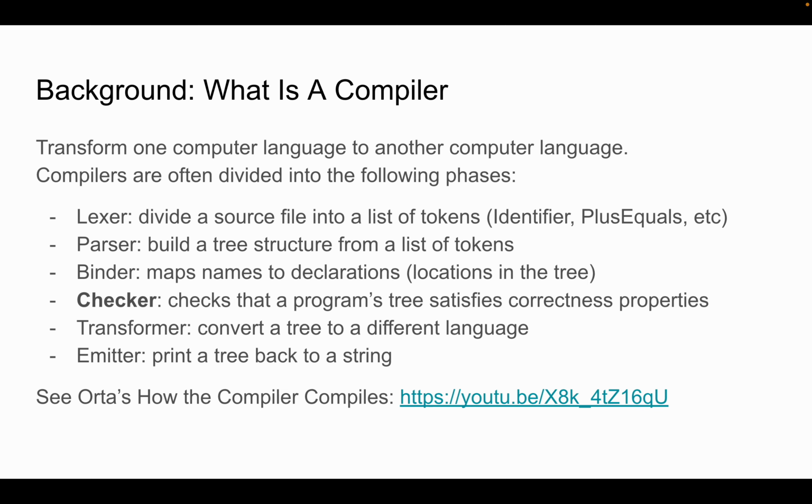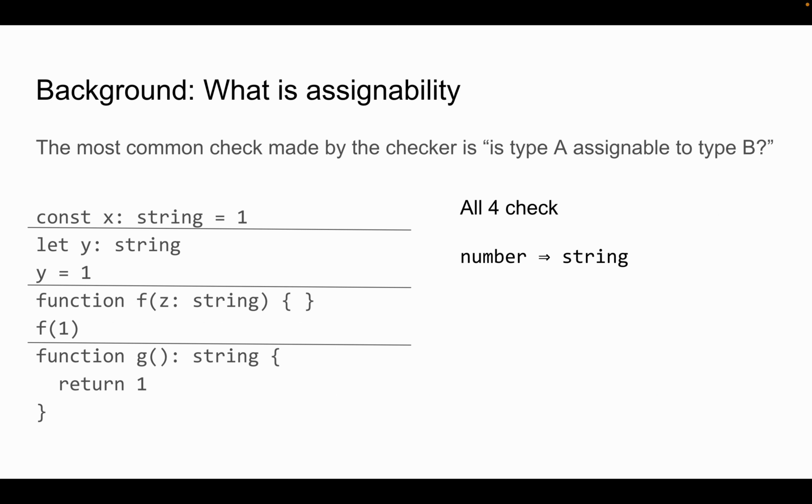So for background, I'd recommend Orta's How the Compiler Compiles video. Basically, a compiler transforms one computer language to another one, and it's divided into phases. We're talking about the checker phase here. We're checking that the program's tree satisfies correctness properties of some kind. And assignability is, like I said, the most common correctness check that we make in the compiler.